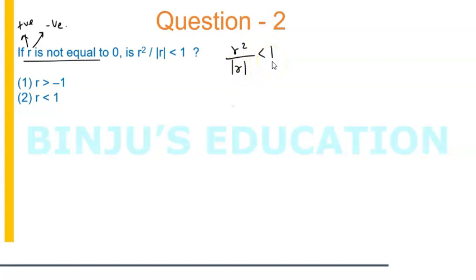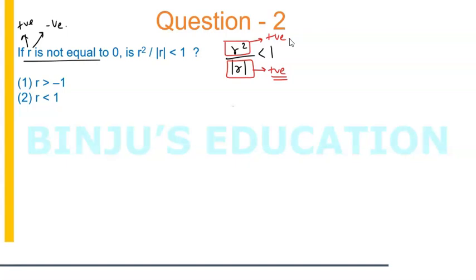Okay. Now let's first decode this. Let's try to understand this. First of all, what is meant by R square by mod R? Now, the value of mod of R is always positive. And interestingly, the value of R square is also positive. So first of all, this is a case of a positive number divided by a positive number. So this value cannot be negative.